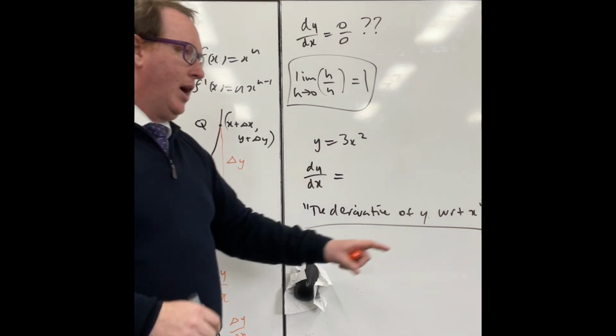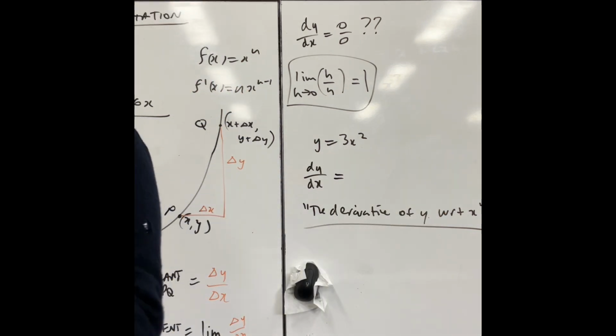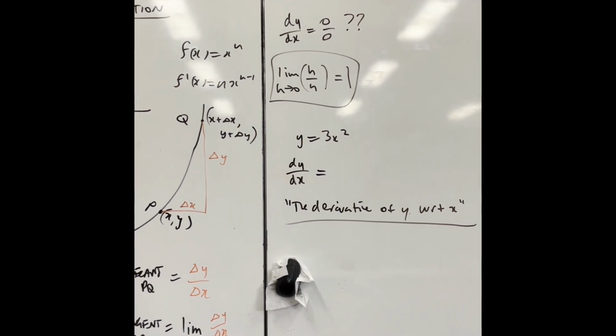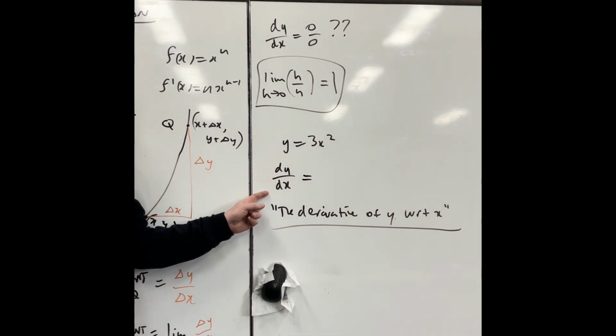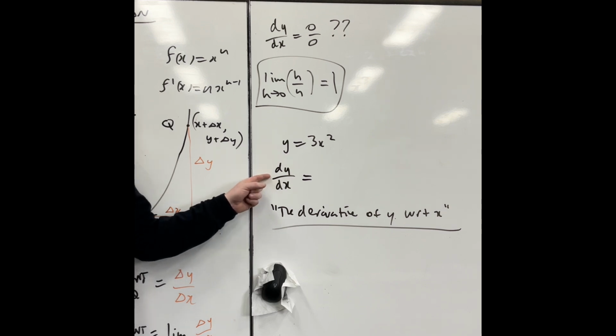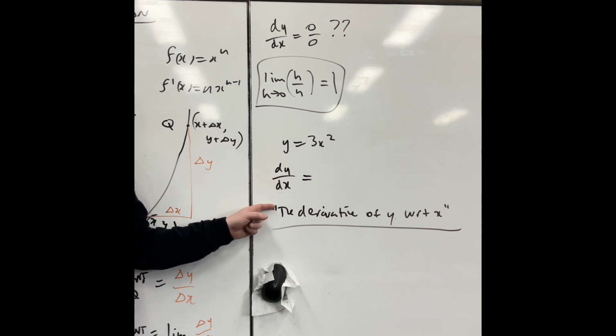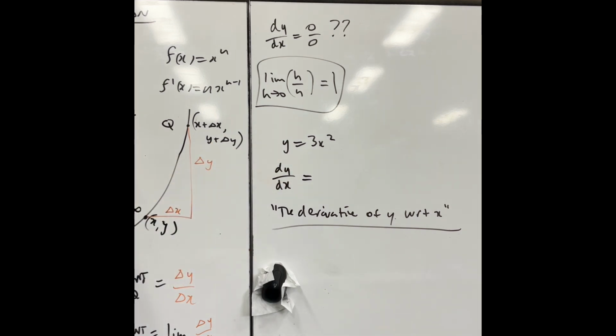The letters WRT are almost universal in maths. They mean with respect to. The derivative of y with respect to x, as in, how does y change as x changes? What is the rate of change of y as x changes is what that's asking. Okay? dy dx is what expression in this case, Henry?